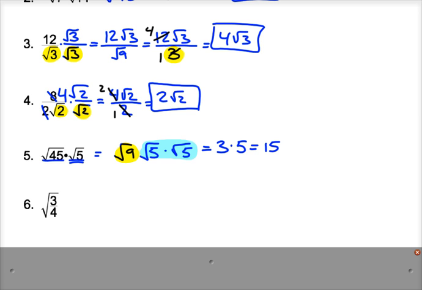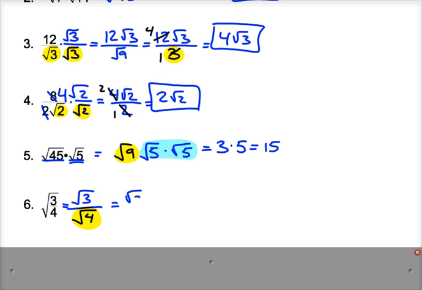Number 6. The square root of 3/4. The easiest way to think of this is to split it into 2 separate square roots. So it's the same as if there's a square root of 3 in the numerator and the square root of 4 in the denominator. And hopefully you notice right off the bat, hey, we know what the square root of 4 is. It's really just 2.